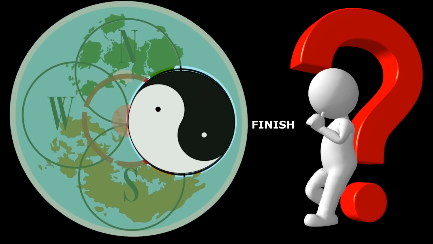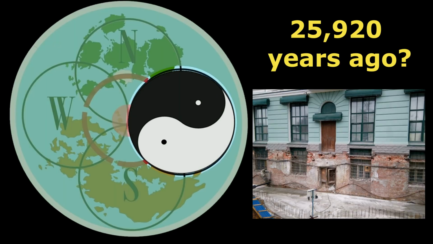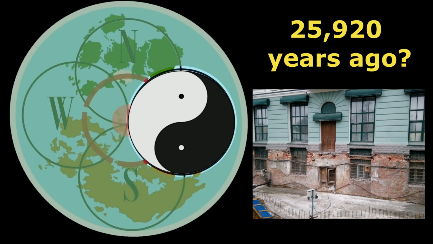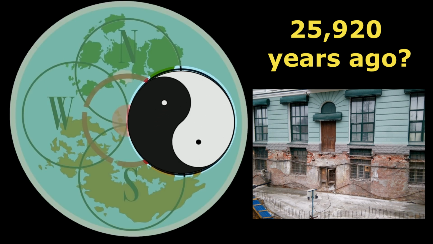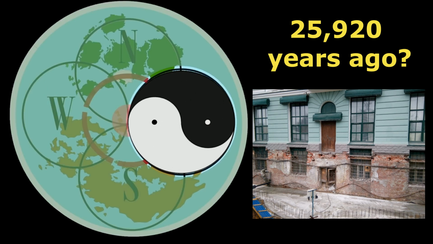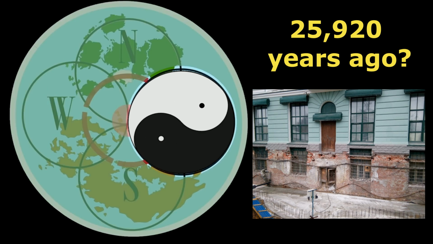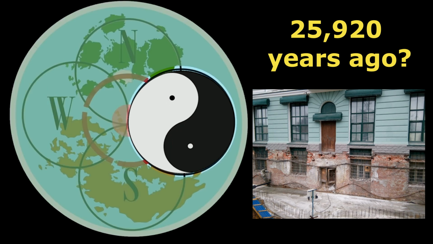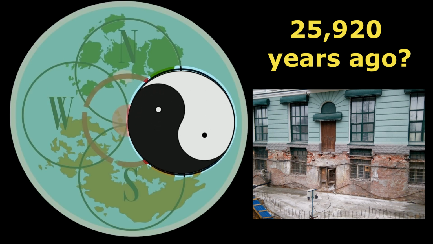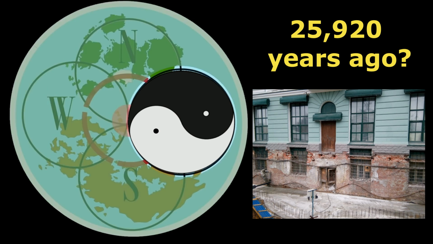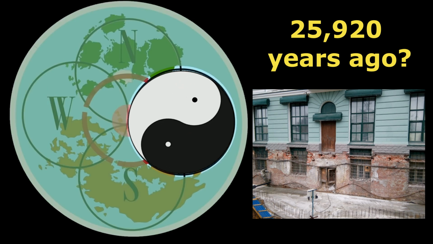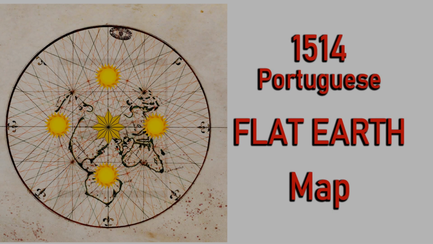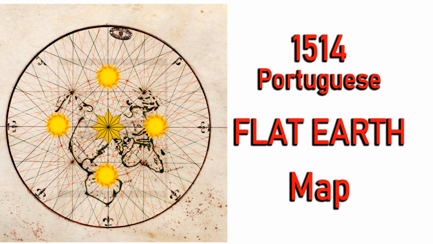Sure, some channels defend that much of these areas that are being unearthed today have been so for 200 and 300 years, but there are others who say these have been here since the last ice age, some 25,920 years ago. Now let's look closely to see if there is any credibility to this theory. Here is a 1514 Portuguese flat earth map of our existing realm.